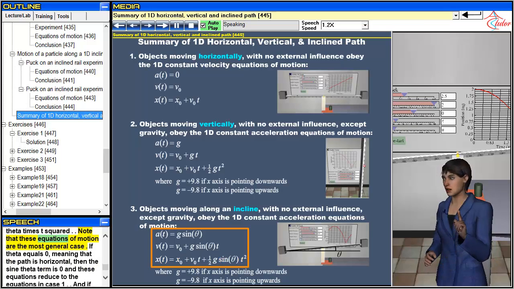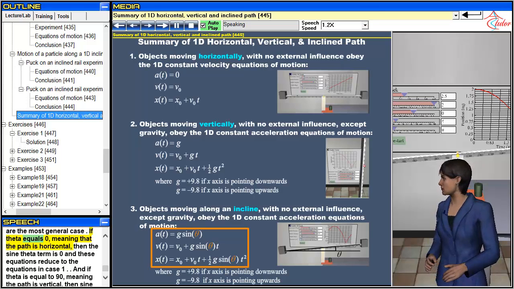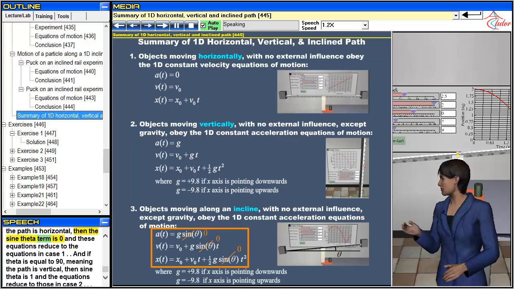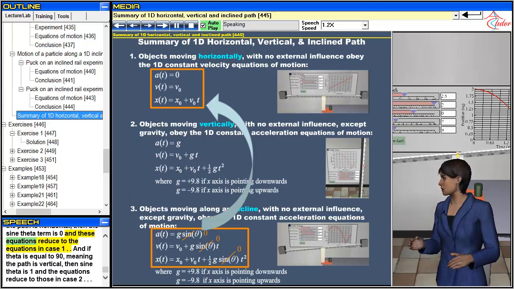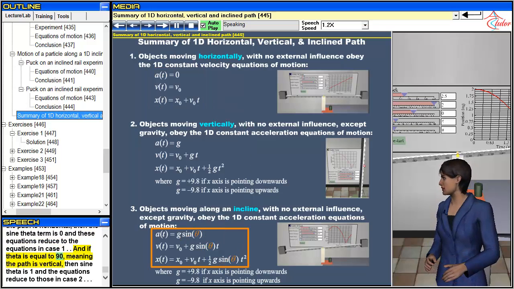Note that these equations of motion are the most general case. If theta equals 0, meaning that the path is horizontal, then the sine theta term is 0, and these equations reduce to the equations in case 1. And if theta is equal to 90, meaning the path is vertical, then sine theta is 1, and the equations reduce to those in case 2.